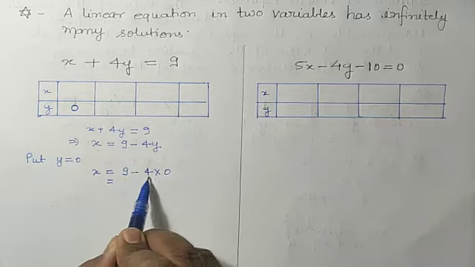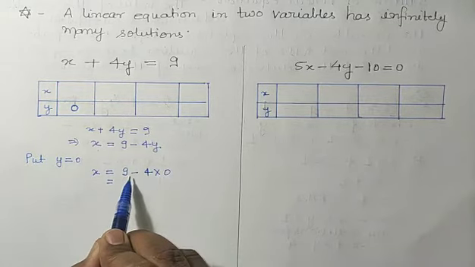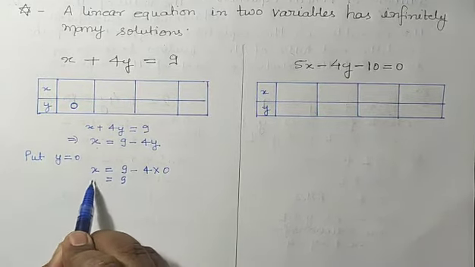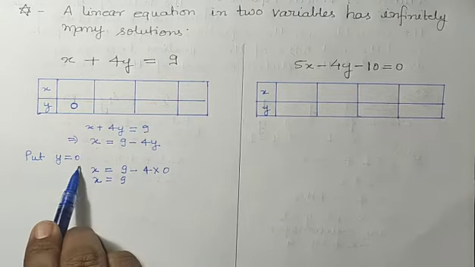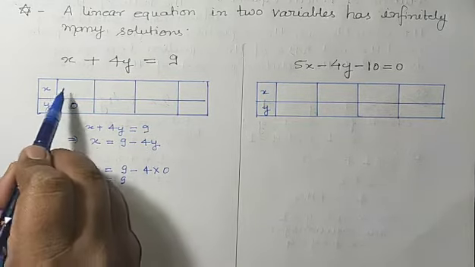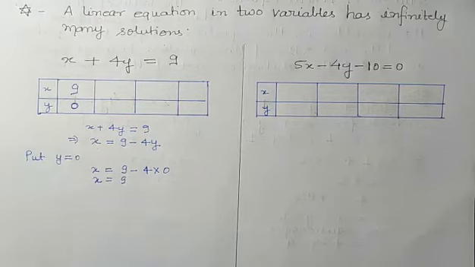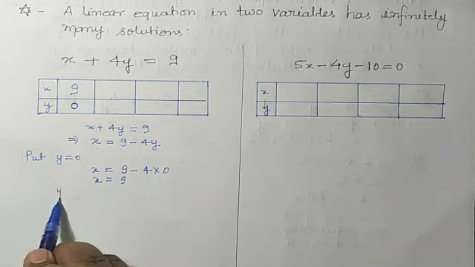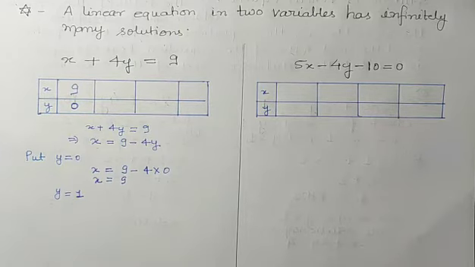So here it will be 4 into 0 means 0. So 9 minus 0 will be what? 9. So for y is equal to 0, x is equal to what? x is equal to 9. Okay students. Now put y is equal to 1.